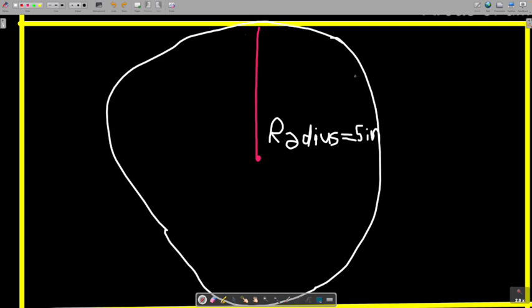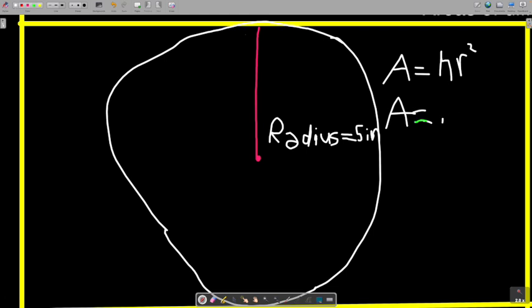Now this is the formula for the area of a circle. Its area equals pi r squared. Now what does this mean? We can see here the radius. Right now it says that the radius is 5 inches. So if we plug radius equals 5 inches into the formula, we will get this.